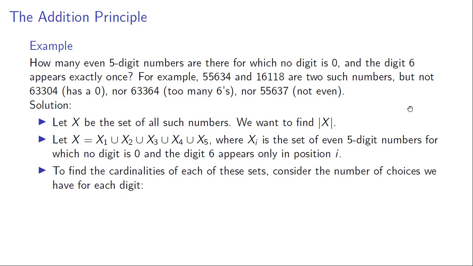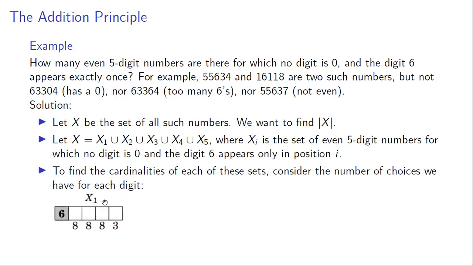Right? So to find the cardinalities of each of these sets, we'll consider the number of choices that we have for each digit. So let's talk about X sub 1. Remember, X sub 1 is the set of even 5-digit numbers for which no digit is 0, and the digit 6 appears only in position 1. For X sub 1, i is 1, so position 1.